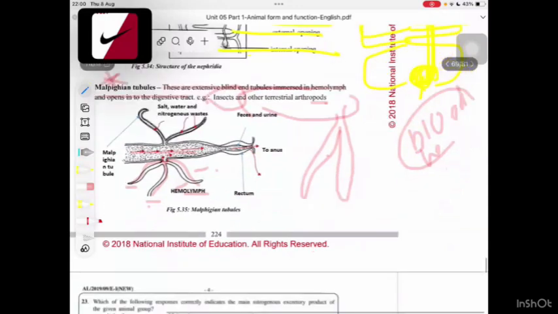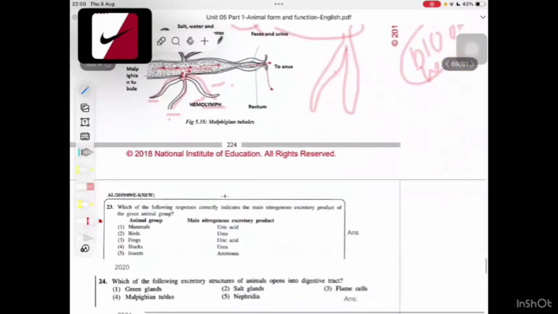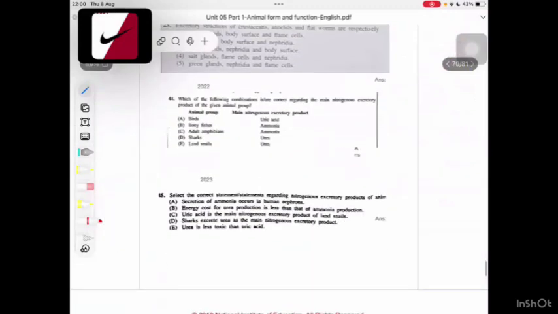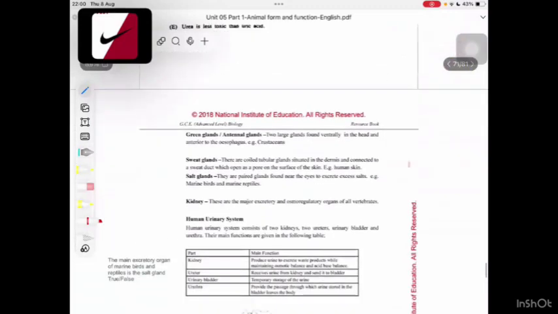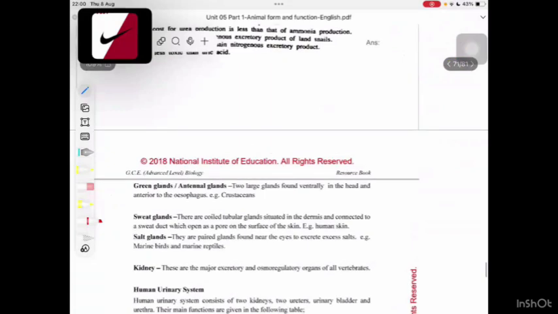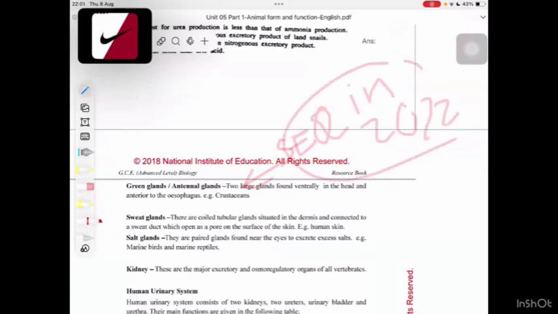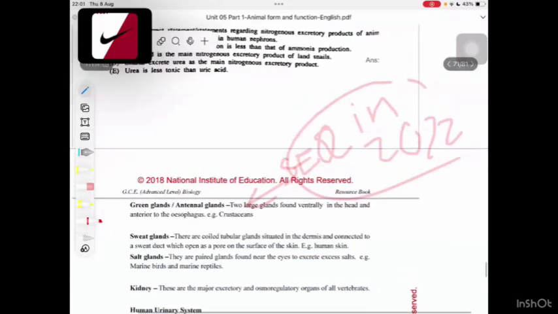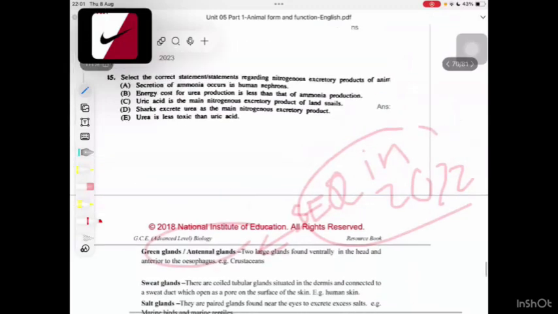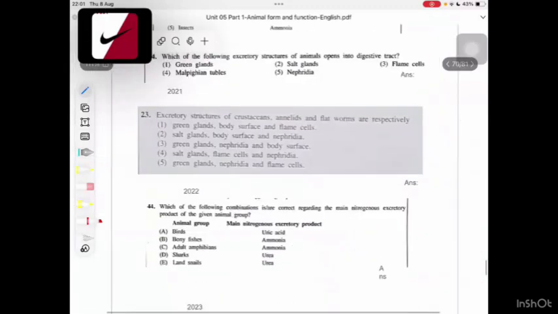Okay. Now let's go for the questions. Before going for the questions, let's do this part also, and then let's go for the questions, okay? Green glands or antennal glands. Two large glands found ventrally in the head anterior to the esophagus. This was asked in an SCQ in 2002. So what I said was correct, right? If they could ask the position of this, won't they ask the definitions of those things? They would repeat that, right?